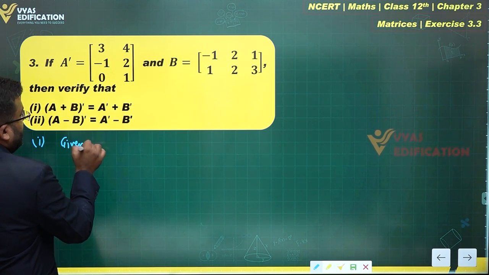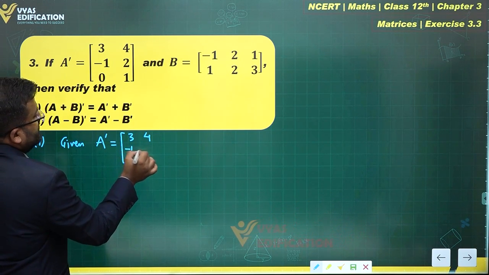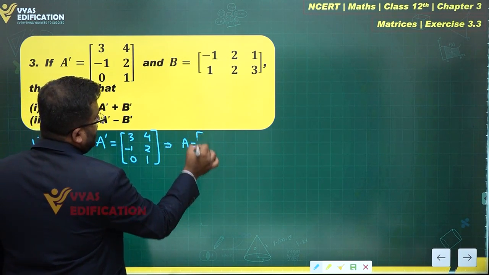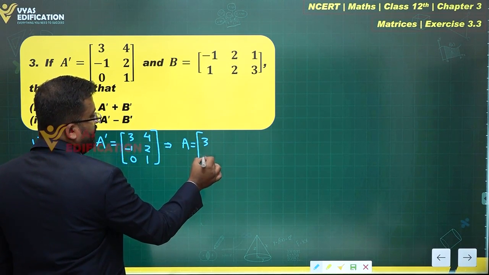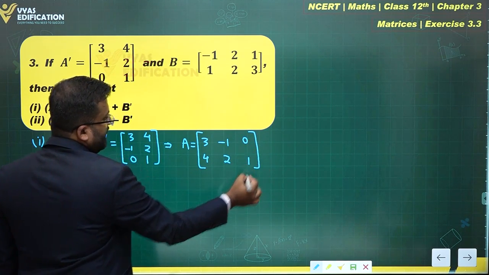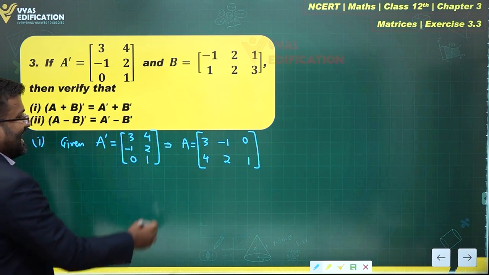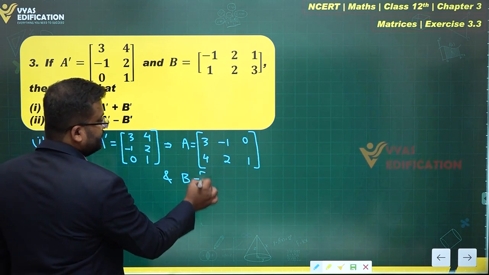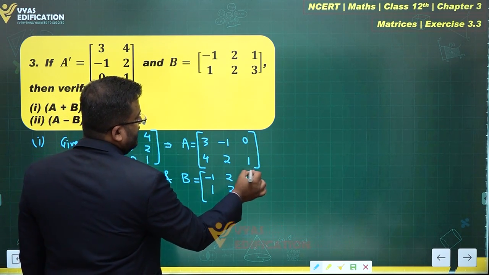Given A transpose is equal to this matrix 3, 4, minus 1, 2, 0, 1, this implies matrix A would be equal to what? Matrix A is the transpose of this matrix, which will be the first row becomes the first column, the second row becomes the second column, the third row becomes the third column over here, right? Given A prime equals to this, we get A equal to this, and B is already known to us. B is minus 1, 2, 1, 1, 2, 3. This is given.